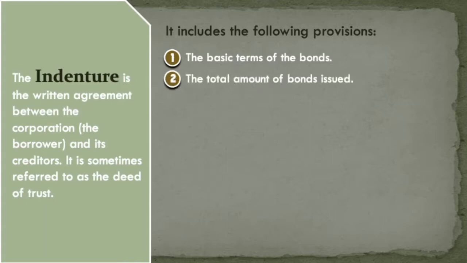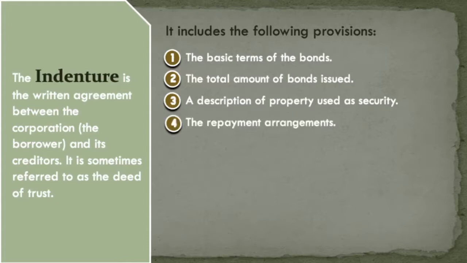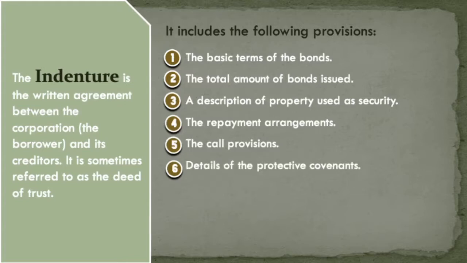Next is the total amount of bonds issued, or the principal. A description of property used as security. The repayment arrangement, the call provision, and the details of the protective covenants, which we are going to discuss later. There are two forms of bond issue, the registered form and the bearer form.